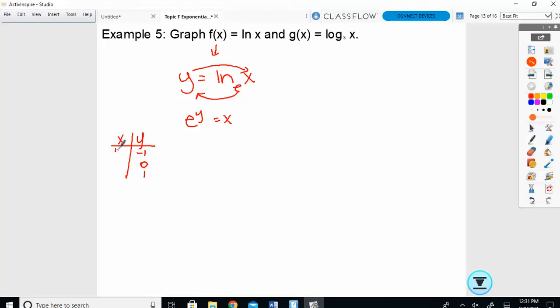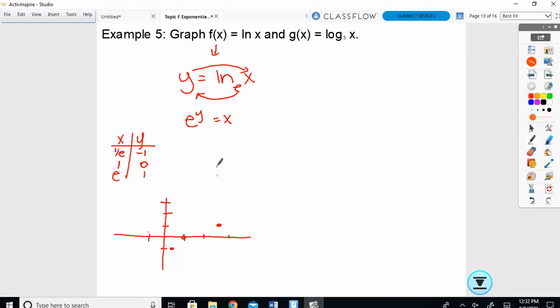So e to the -1 is 1 over e. E to the 0 is 1. E to the first is e. So we graphed e to the x yesterday. I told you e was like a 2.7-ish. So 1 over that would be a little less than 1/2. So we have 1 over e, comma, -1 for the first point. So 1 over e, -1, 1, 0, and e, 1, so like 2.71.